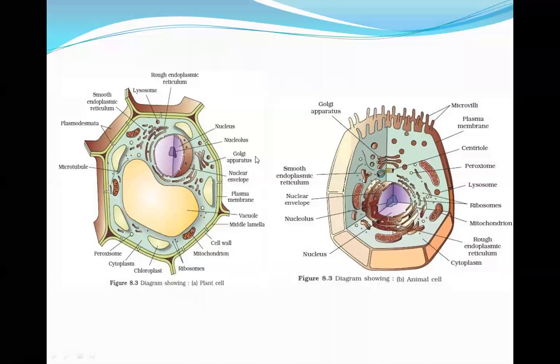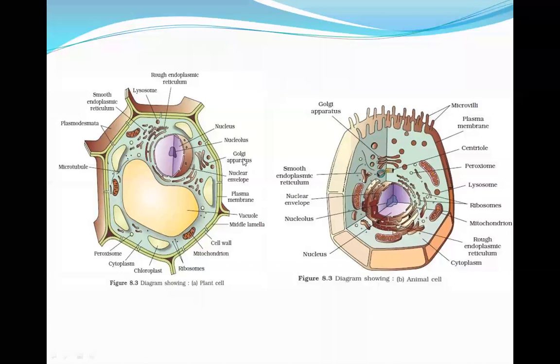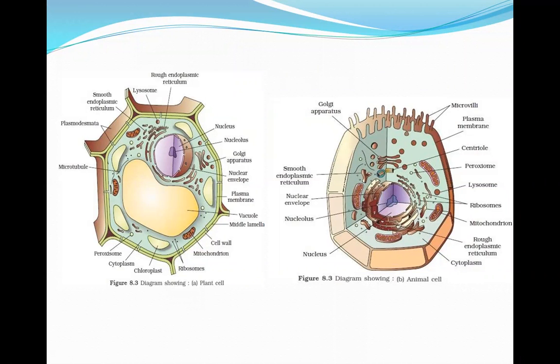Next, there is the presence of the Golgi apparatus also. This Golgi apparatus forms several vesicles, and they are responsible for passing the produced things from inside to the outside of the cell. So for the passing mechanism, the Golgi apparatus is responsible.